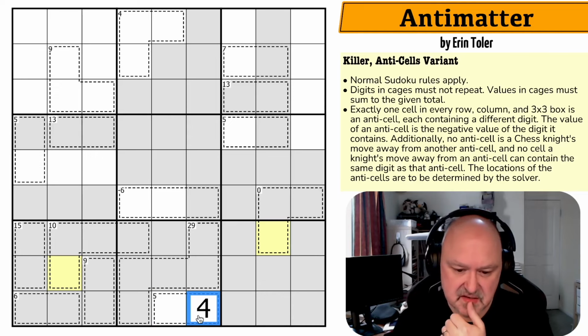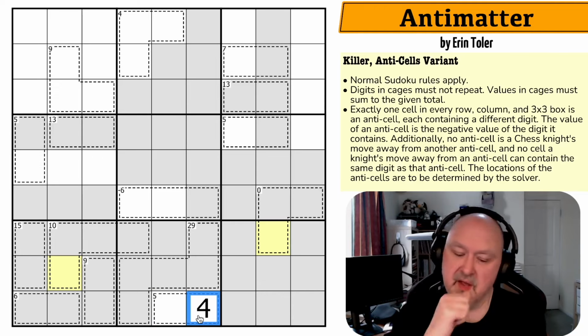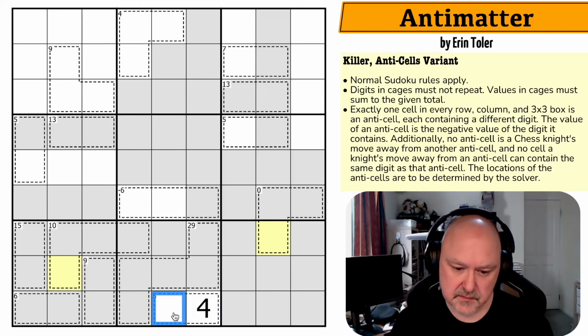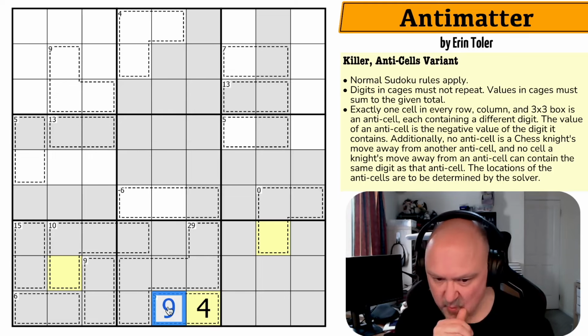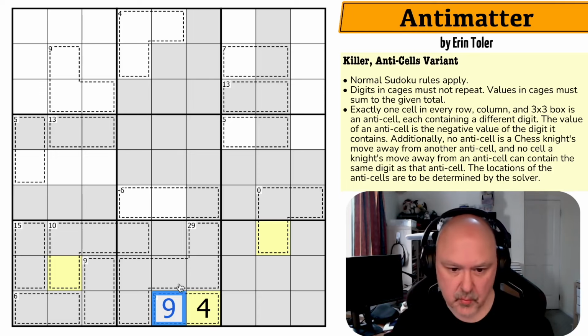So if this was an anti-cell, this would be negative something plus 4 getting to 5. There's no negative number I can add 4 to get to 5. So that can't be the anti-cell. That's the anti-cell. This is not the anti-cell. Negative 4 to 5, that's a 9. Cool. One of these two, not sure which.